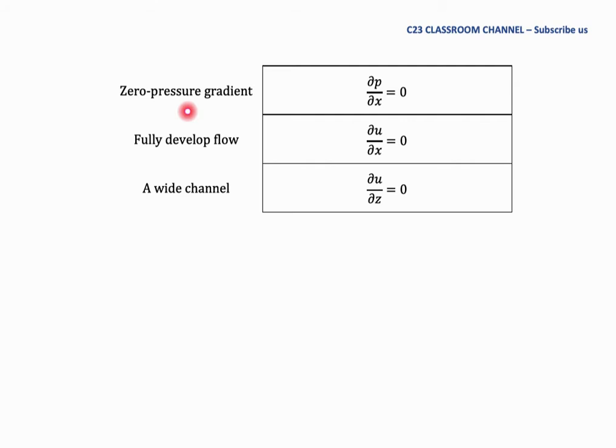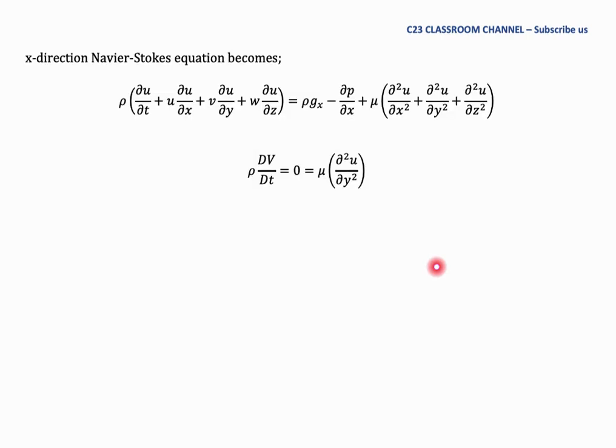It is also mentioned in the question that the zero pressure gradient means that del P over del X is equal to 0. We assume that it is fully developed flow, meaning del U over del X is equal to 0, and because it is a wide channel, the influence of the width of the channel is not very important, so we take del U over del Z equal to 0. So these are our assumptions, and then we will use them to simplify our Navier-Stokes equation.